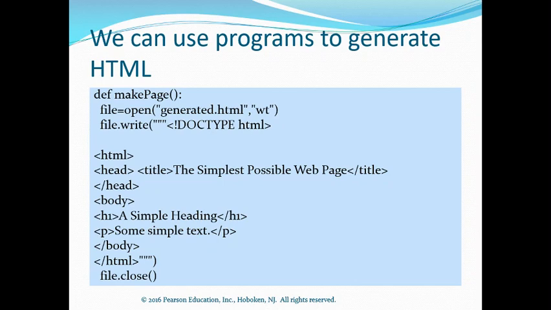For example, here's a Python program, if you will, right? And we write a function, we define it called make page, and it says file equals open, and we open this HTML page, and then we just write, and we actually take all the HTML that we wrote previously, and we just write it out to that file. So what this is going to do is output this entire HTML file to this generated.html.